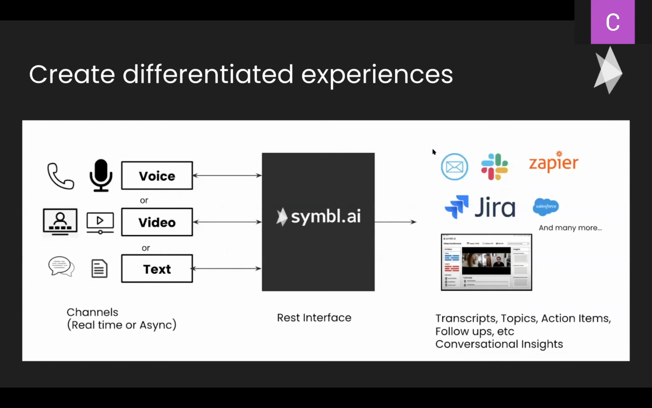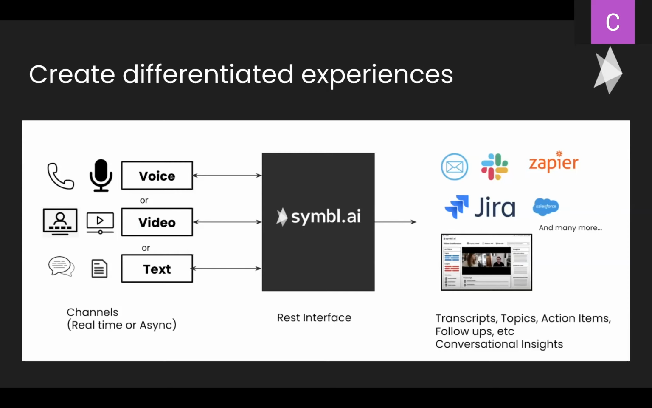So how exactly does it work? As I've already gone over, we take in any kind of voice, video, or text from any channel, and using our REST APIs, Symbl then will process that voice, video, or text, and generate your insights, action items, and transcripts, that you are then able to do whatever you will with.